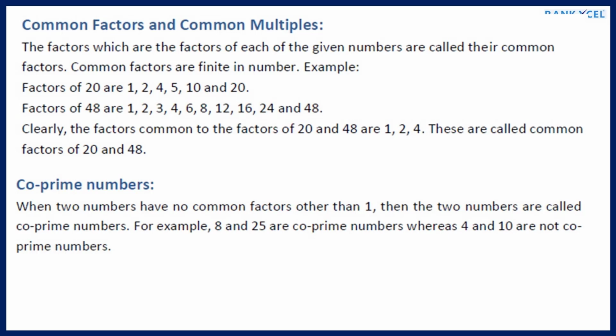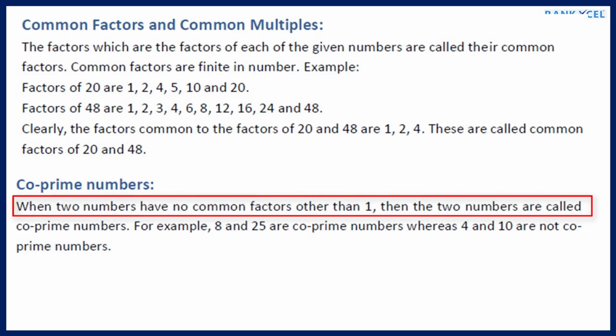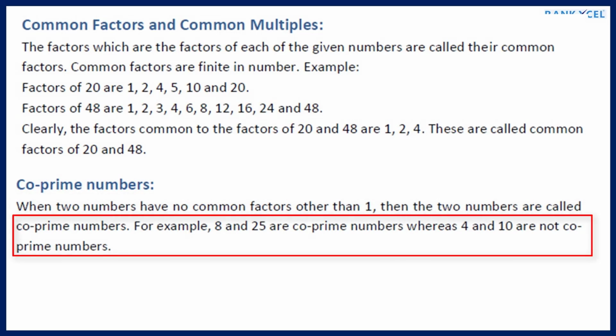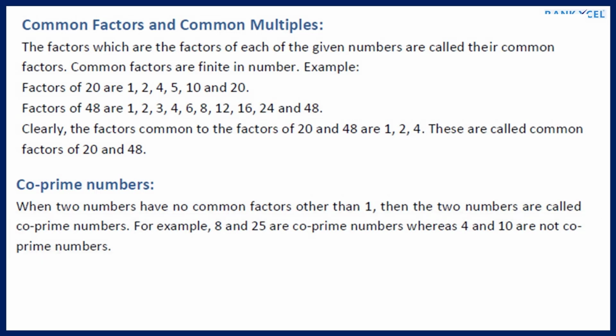Coprime numbers. When two numbers have no common factors other than 1, then the two numbers are called coprime numbers. For example, 8 and 25 are coprime numbers whereas 4 and 10 are not coprime numbers.